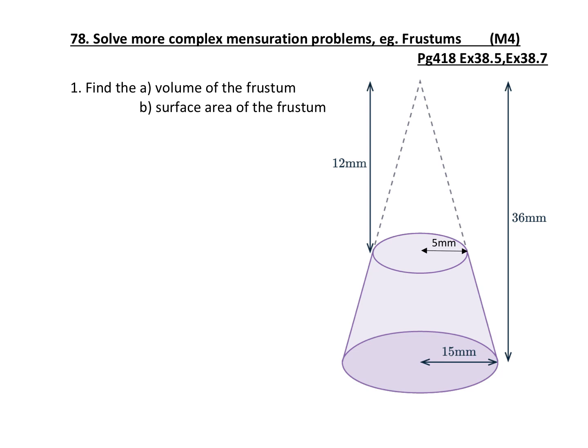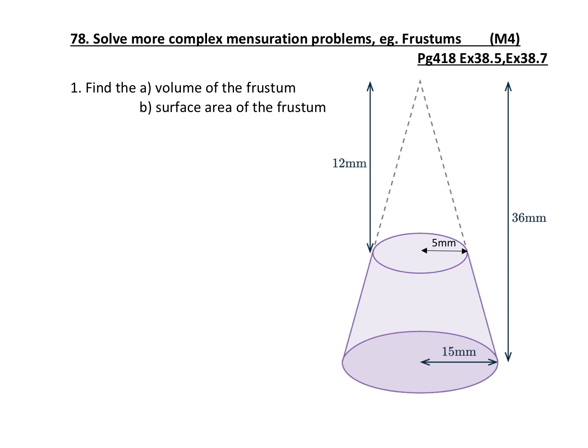In this video, we're going to solve more complex mensuration problems, for example, frustums. There's nothing new to learn in this objective, it's just harder problems than what you would get at M3 level. So starting with question number 1, we've got to find the volume of the frustum, which is this coloured in shape, looks like a lampshade.